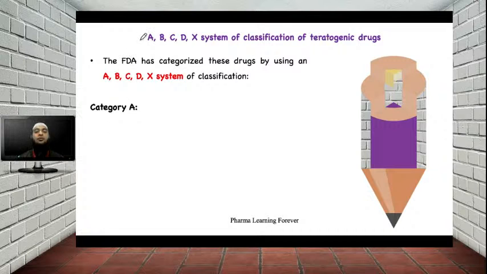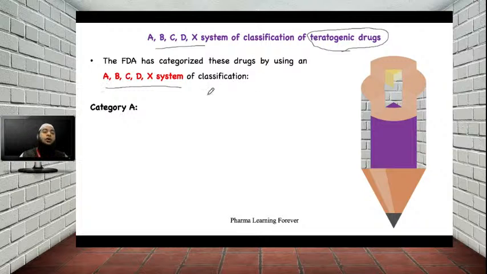So to have this database, there is a 5-point system of classification, that is the ABCDX system of classification of teratogenic drugs. It is available and used by the FDA. So the FDA has categorized these drugs using the ABCDX system of classification. If you know that the drug belongs to category A, B, C, D, or X, every category has particular attributes.